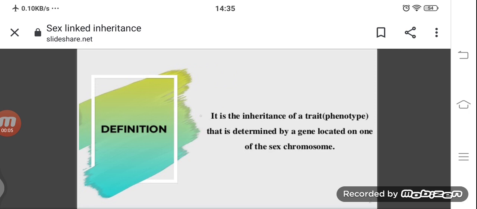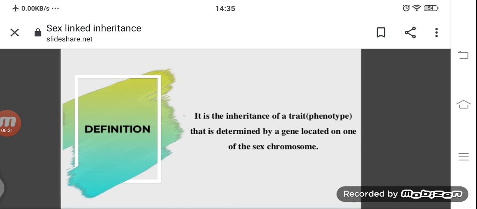So, what is a sex-linked inheritance? It is defined as inheritance determined by a gene located on one of the sex chromosomes.